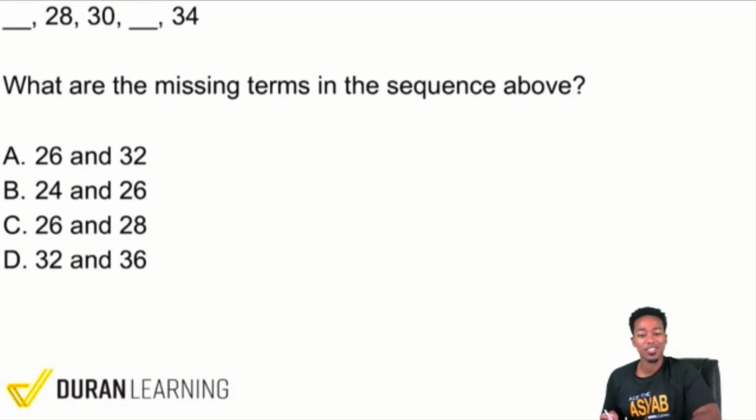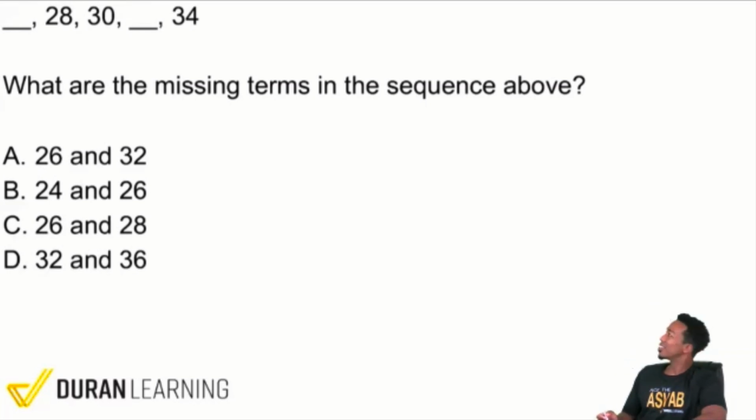All right, so let's go ahead and try this one out. What are the missing terms in the sequence above? So this one's a little unique, right? We're looking at this one, we're saying, okay, maybe up to this point, we haven't dealt with problems that had a missing term in there. But either way, this is still absolutely doable.